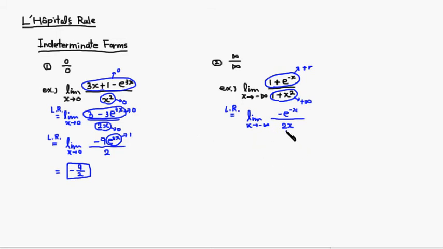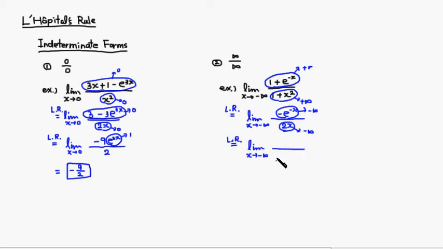Plug it in. 2x is going to 2 times negative infinity, so it's going to be negative infinity. And you have e to the negative infinity, so e to the infinity, still with a negative sign, so it's negative infinity. The sign doesn't really matter as long as you have infinity over infinity. We can still apply L'Hopital's rule, so apply another L'Hopital's rule here. Then you have the limit as x approaches negative infinity.